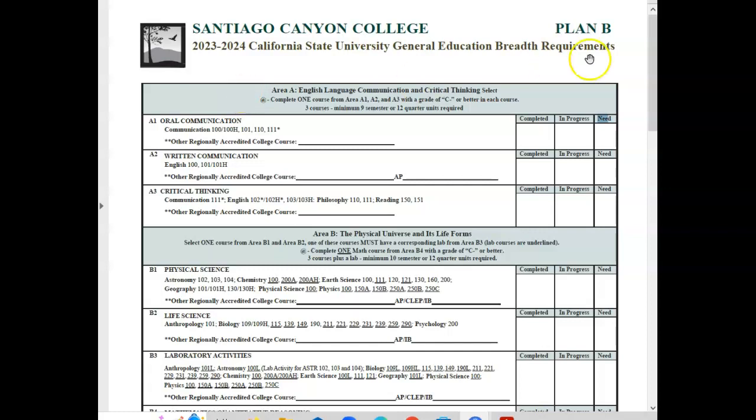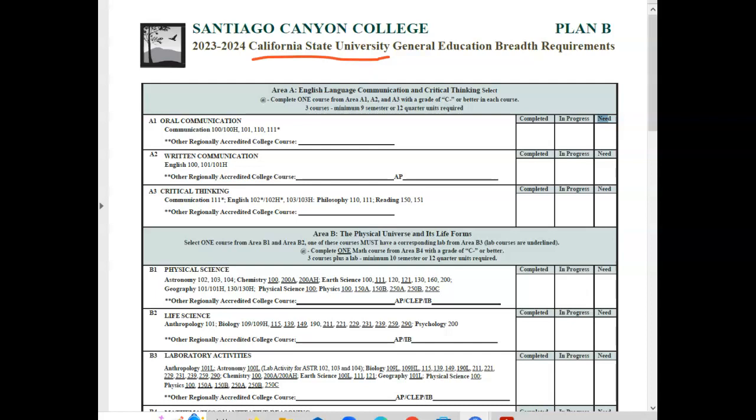Class. Today we're going to talk about Plan B. Plan B is designed for students going into or transferring into the California State University system. So we're talking about Cal State Fullerton, Cal State Long Beach, Cal Poly Pomona, Dominguez Hills, San Diego State. There's a lot more Cal State, but those are the ones that a lot of our students transfer to.